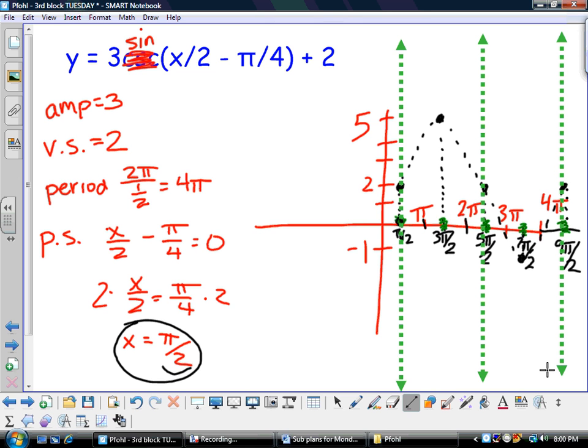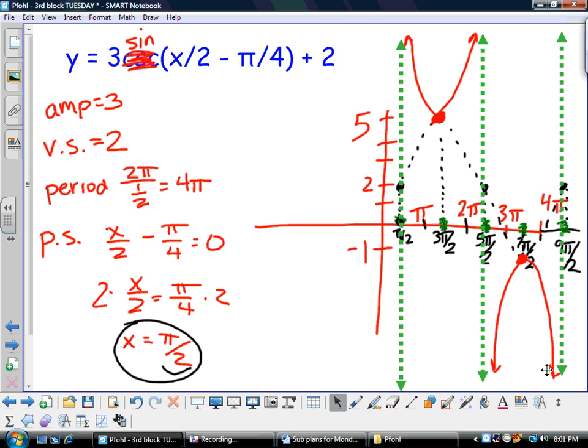Then go to the max and the min points and put our dots. And fill the U in towards the asymptote. There is one complete cycle or period of this graph.